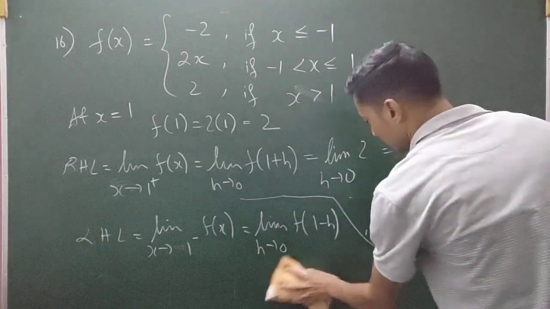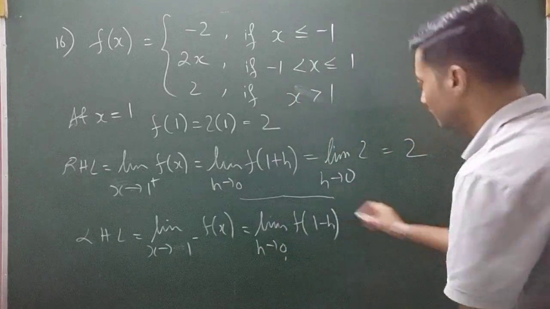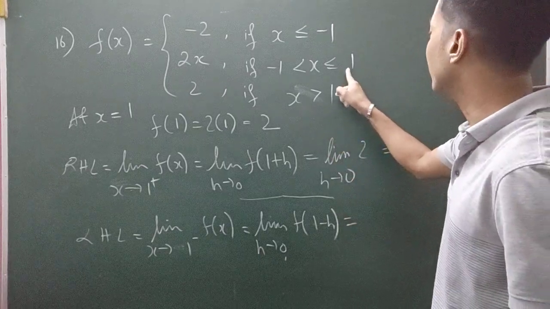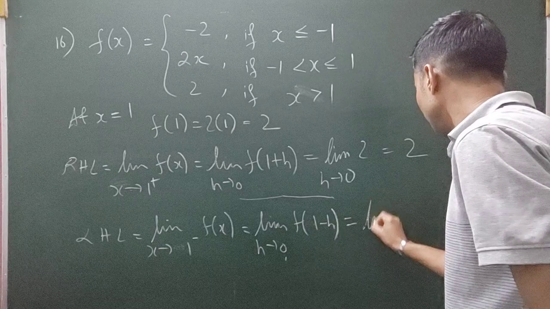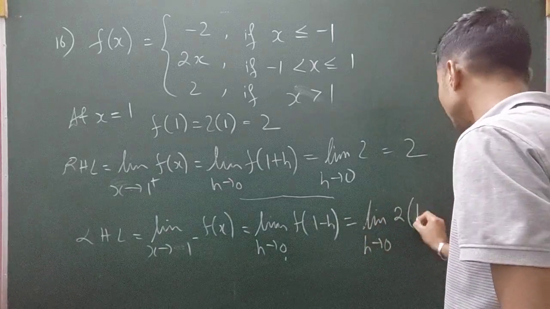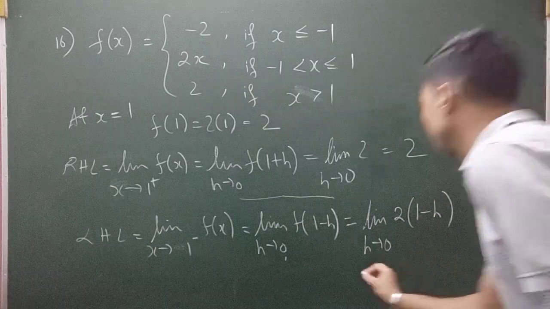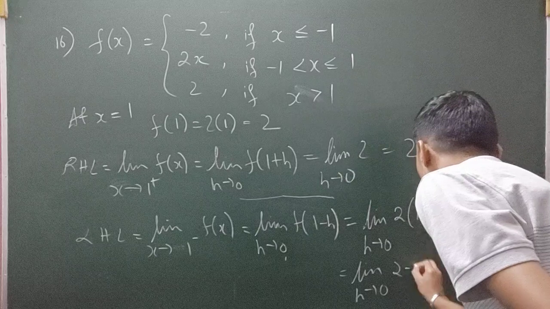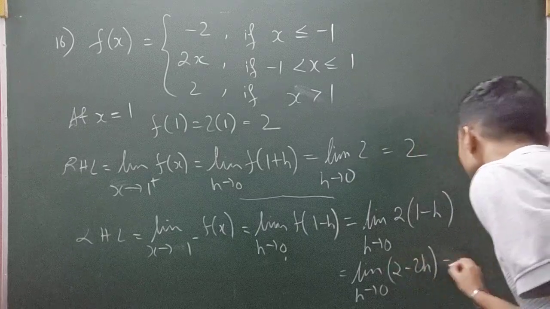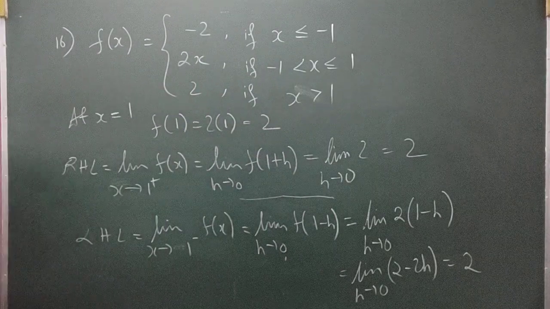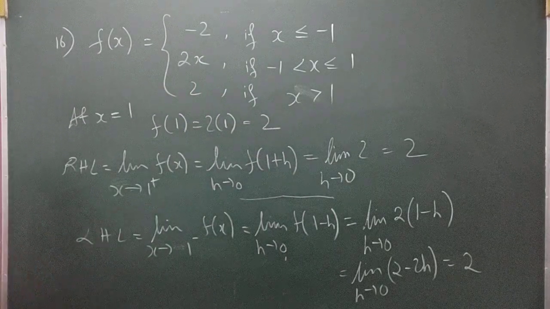So slightly less than 1, continuous, slightly less than 1, 2x. So that will be the limiting value as h tends to 0, 2x. What is the value of x here? 1 minus h. So that will be the limiting value as h tends to 0, 2 minus 2h. So here also, using the value of h tends to 0, what do we get? 2.